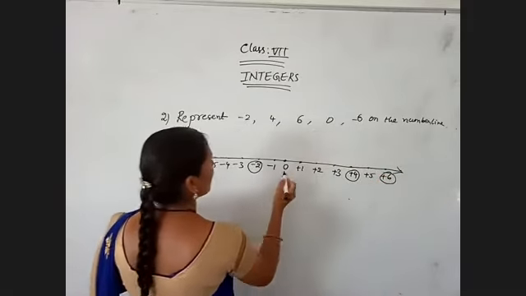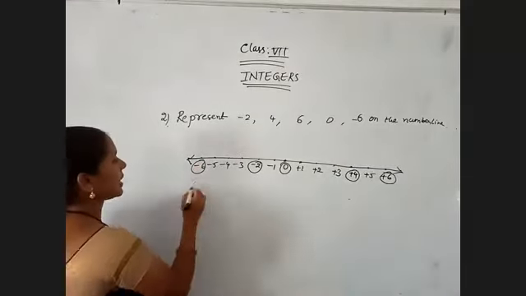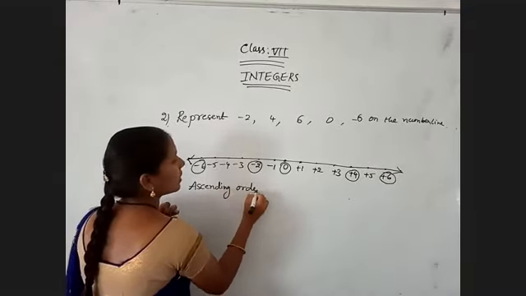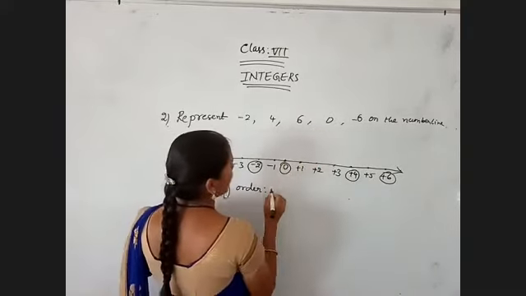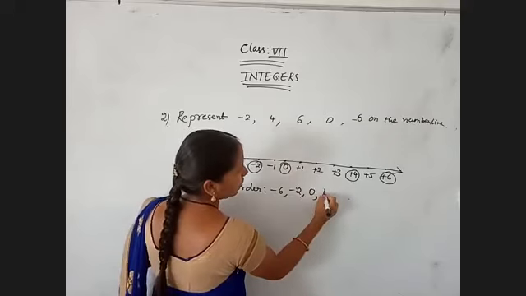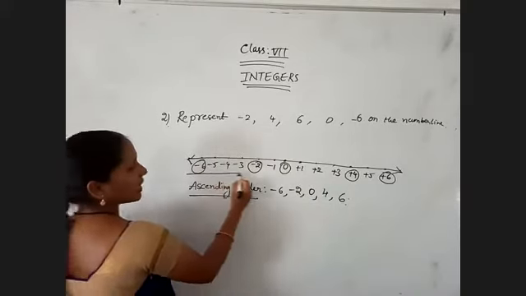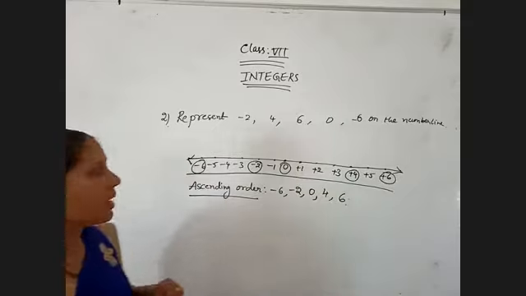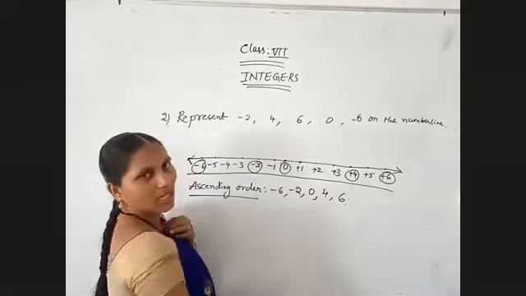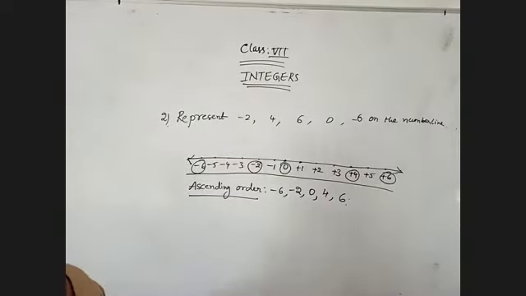6, 0, minus 6. Now, if I am writing those integers in ascending order, among all, minus 6 is smaller, after that minus 2 is smaller, after that 0 is smaller, after that 4 is smaller, after that 6 is smaller. So just observe this ascending order, how we are going to observe the numbers on the number line, moving from the left side.